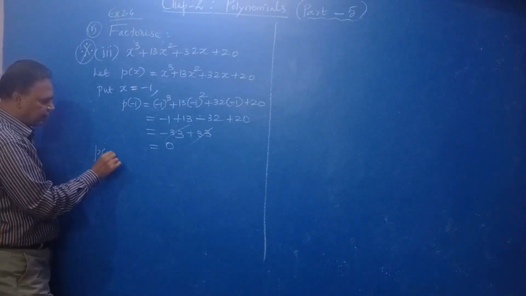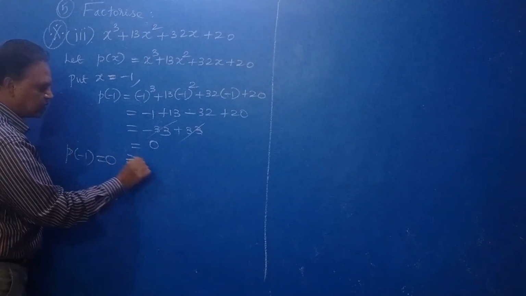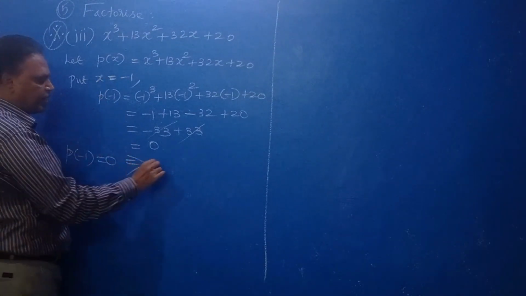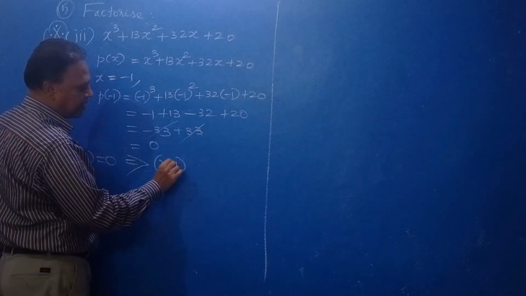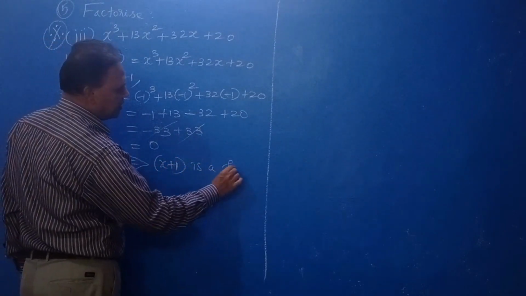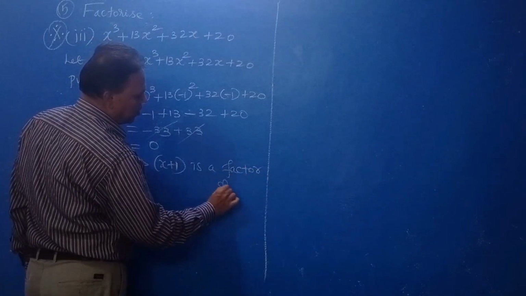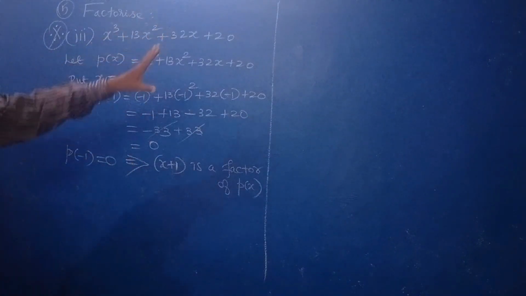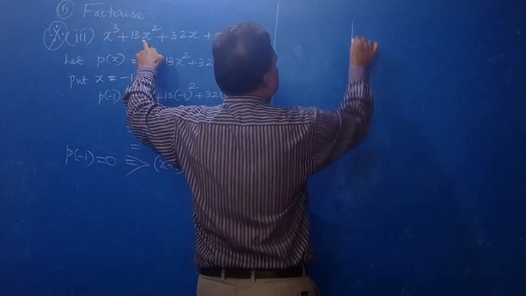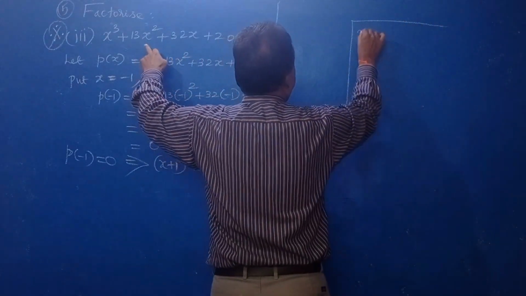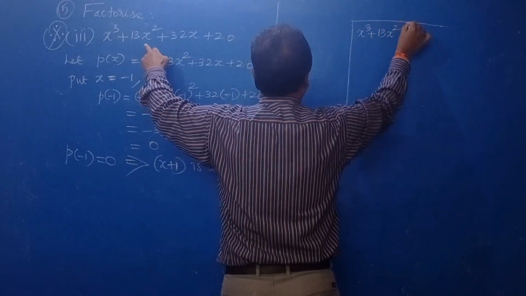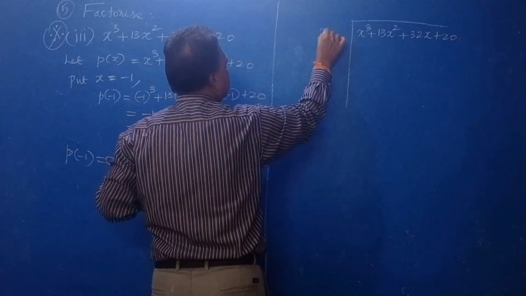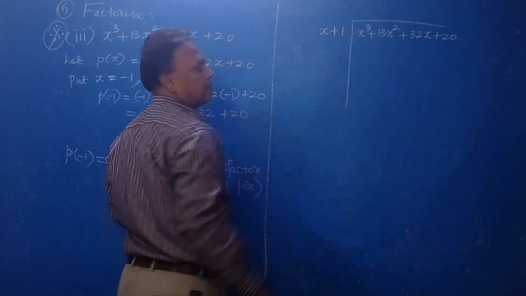Therefore p of minus 1 gets 0, so the factor theorem says what? x is equal to minus 1 means you bring x plus 1. x plus 1 is a factor. Correctly how to write, okay? x plus 1 is a factor of p of x. Okay. Next what you have to do, you have to divide this polynomial by x plus 1. Okay.